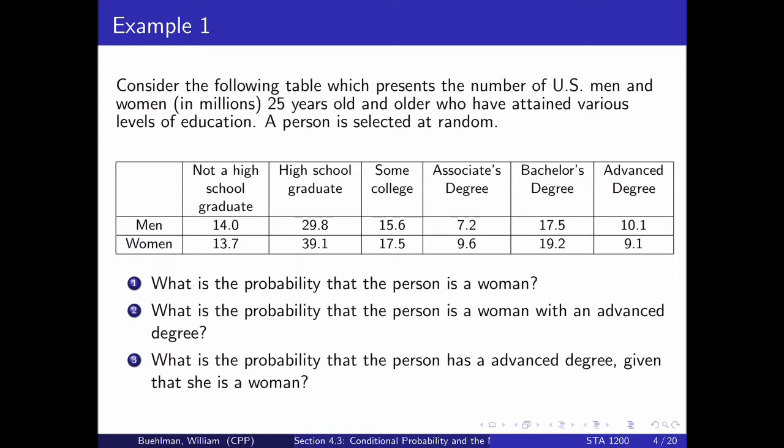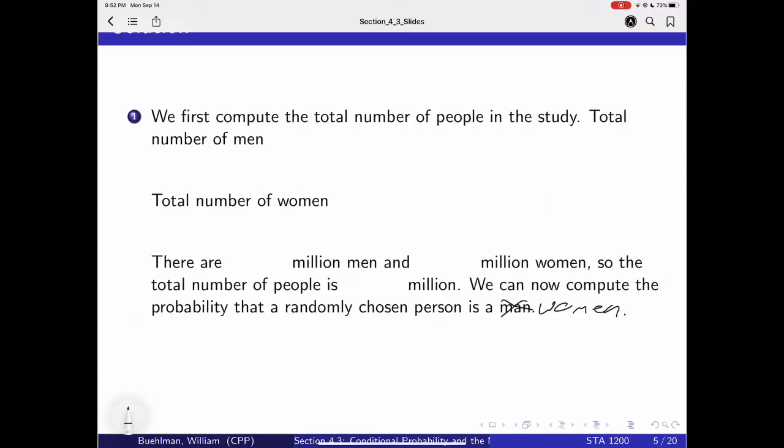So the questions we're going to ask are, what is the probability that the person is a woman? What is the probability that the person is a woman with an advanced degree? And the final one, what is the probability that the person has an advanced degree given that she is a woman? First, we need to compute the total number of people in the study.